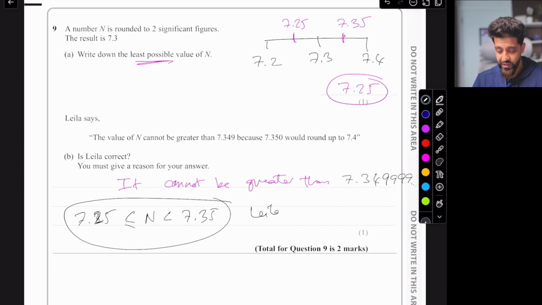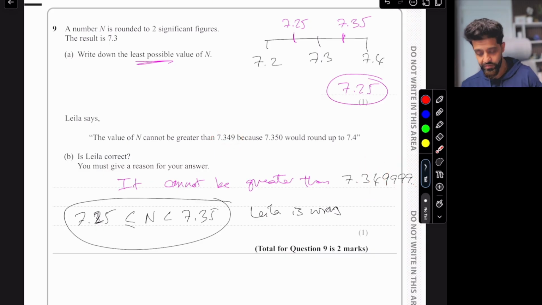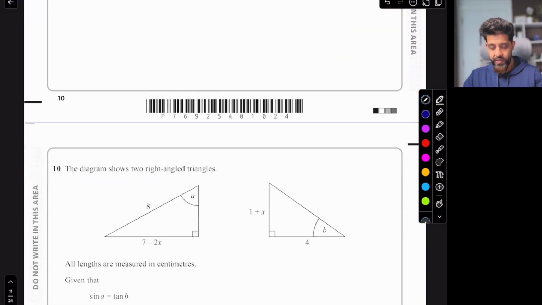Layla is wrong. Layla is wrong because we can have a bigger number than 7.349 that she stopped at because we can have more 9s afterwards. So we can have this number. This number, if you round it to significant figures, which is right here, this number won't make this into a 4. Okay, so yeah, Layla is wrong.